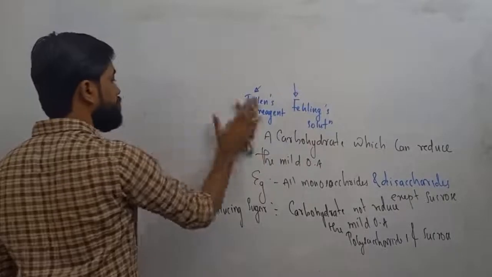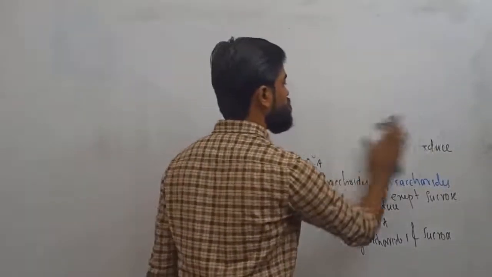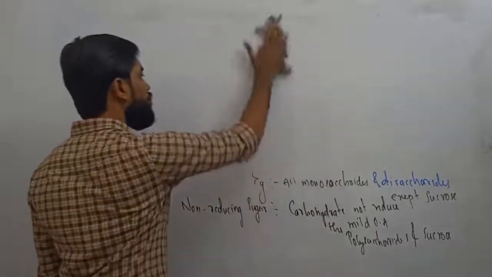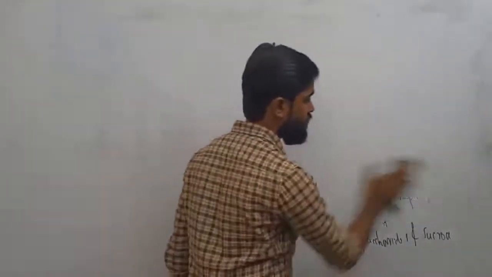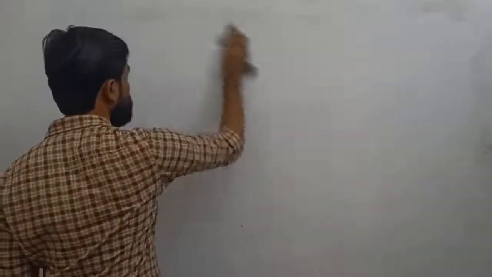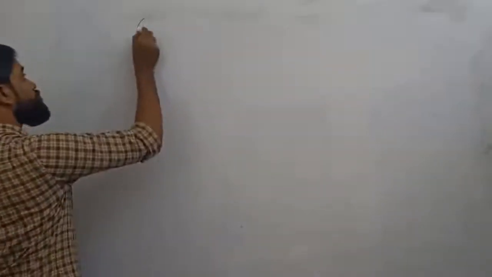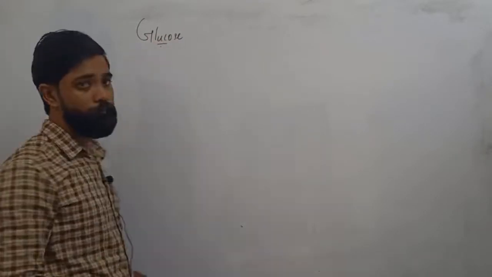So that's all about the classification. Let's discuss each carbohydrate one by one. Now your first carbohydrate is glucose.